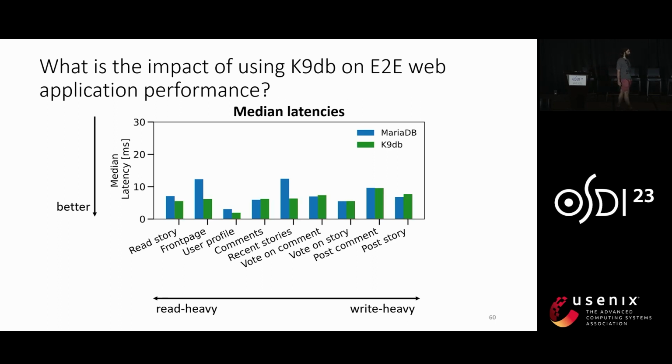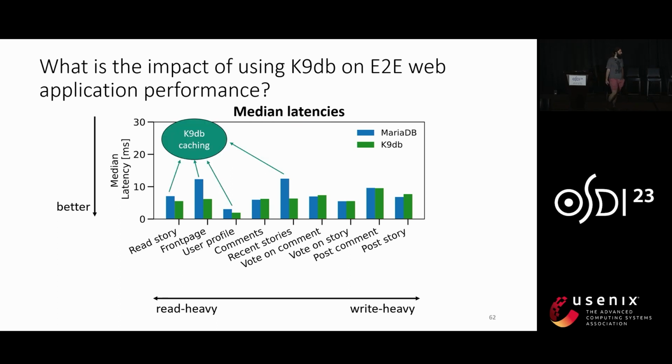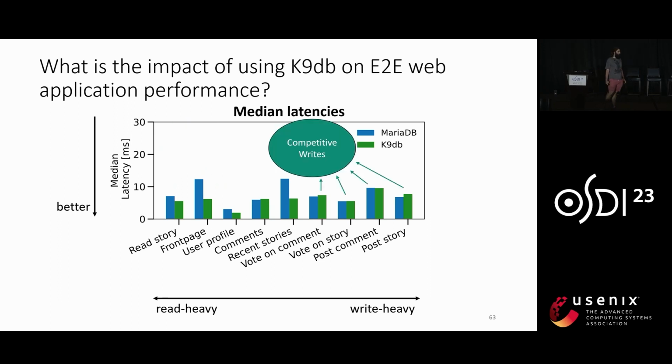And here you can see the results for K9db. And the key takeaway is that K9db achieves compliance with performance that is comparable to the baseline. Looking deeper, we can see that for the read-heavy endpoints, K9db matches or outperforms the performance of MariaDB because of the use of in-memory caching. While K9db has competitive performance for the write-heavy endpoints.